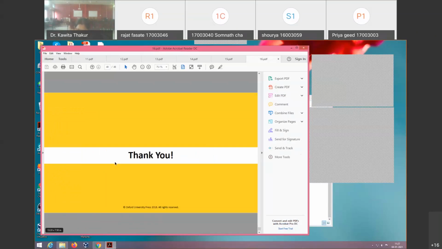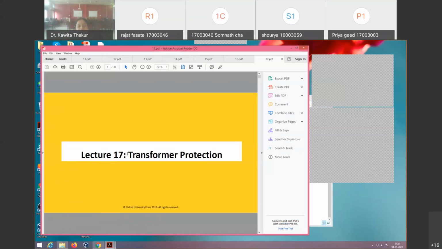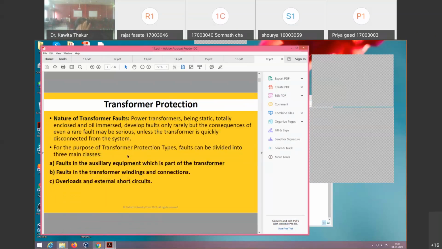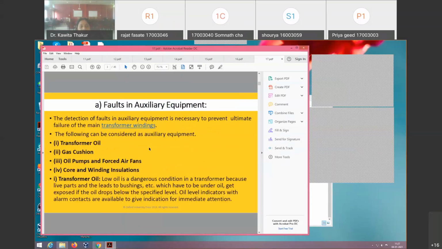Now in the 17th lecture we have covered transformer protection. In transformer protection, what are the different faults in the transformer? Faults in the auxiliary equipment, faults in the transformer winding and connection, and overload and external short circuits. Now, what are the faults in auxiliary equipment? Auxiliary equipment are transformer oil, gas cushion, oil pumps, core and winding insulation.